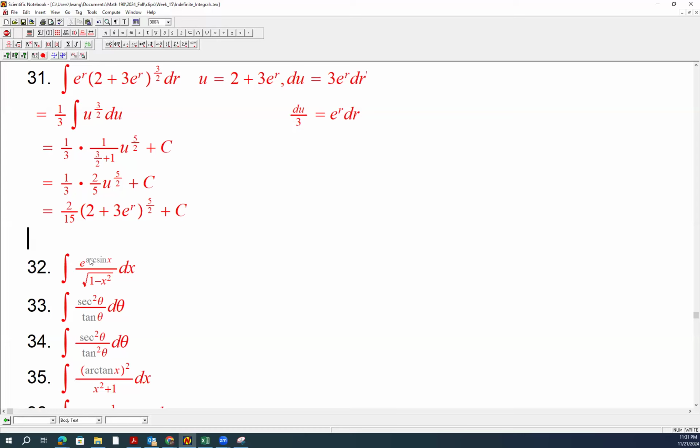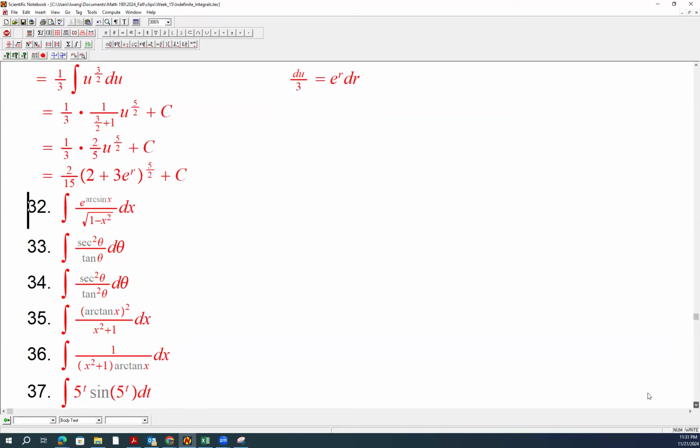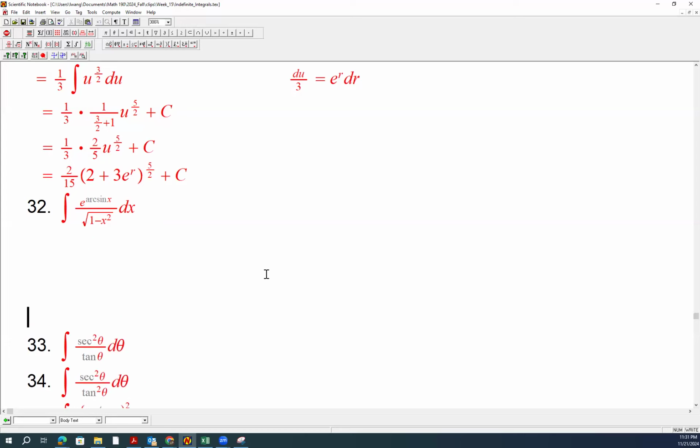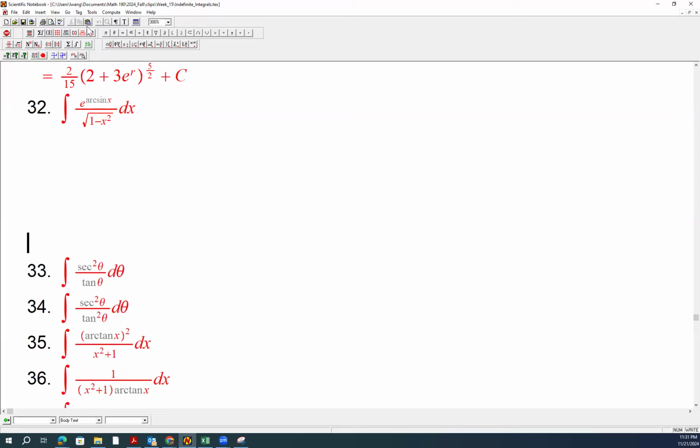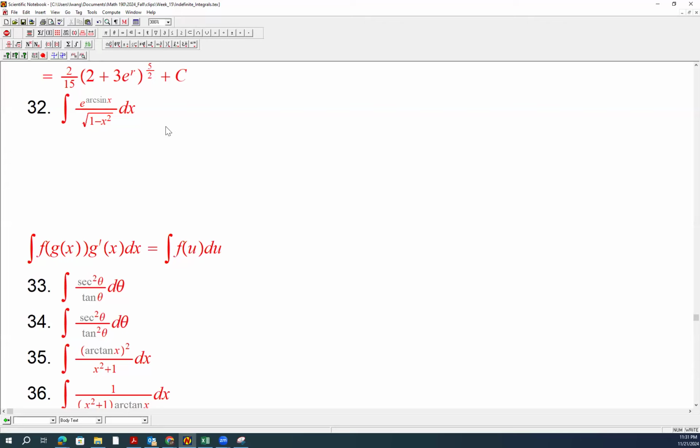All right, so method-wise, you probably got it already. Just some algebraic details we need to be careful about. For this next one, the substitution actually is pretty obvious. We're going to introduce u equals arc sine x, so du would be equal to 1 over the square root of 1 minus x squared dx.